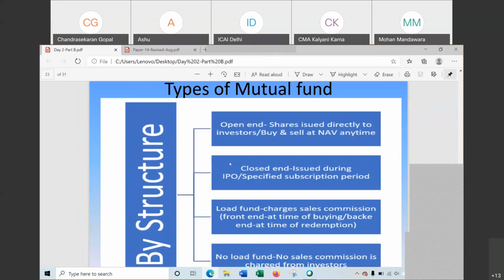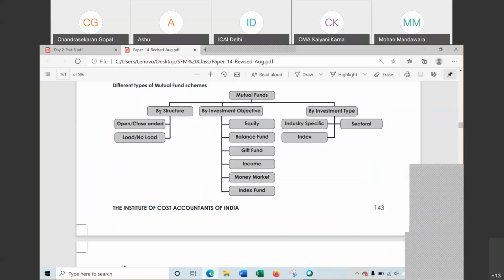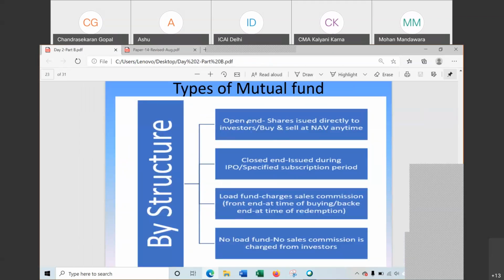First is types of mutual fund on the basis of structure. One is open end, closed end, load fund, and no load fund. This is the diagram: by structure, open end, closed end, load, and no load. Now, what is an open-end mutual fund? Here, shares are issued directly to the investors. Buy and sell at any time. Anytime we can buy or sell, invest in the mutual fund, and that investment will be made at NAV.